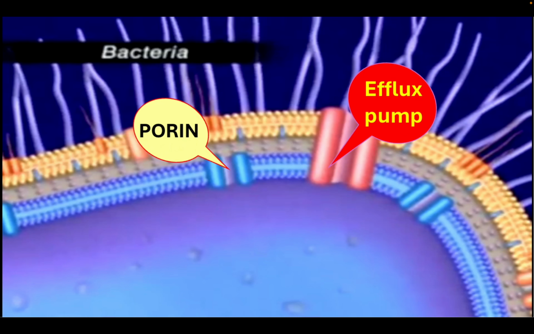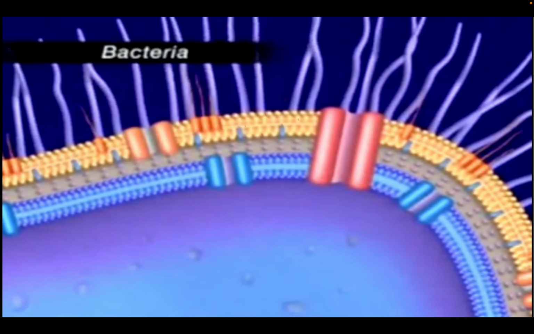Another thing: if an antimicrobial is administered, for example, the red ones are the antimicrobials, they can enter the bacterium through the porin channel. But what do you notice here? The efflux pumps pump the antimicrobials out of the bacterial cell. So that's one way for the bacteria to eliminate the antimicrobials.